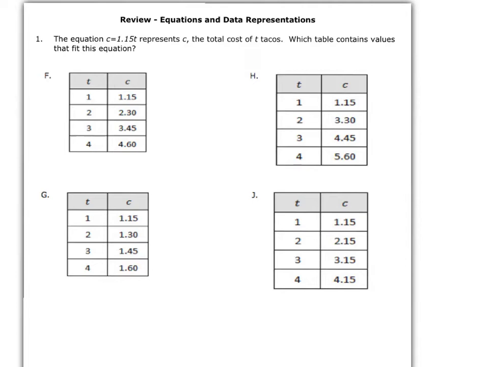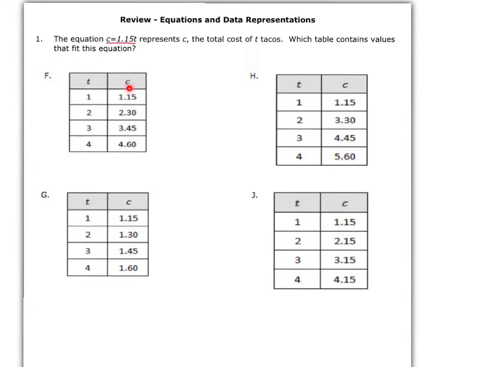Here's number 1 on our review. It gives us an equation, and it says that C is the total cost of T tacos, which you should like because apparently we all love tacos. Which table contains values that fit this equation? Like we talked about, we're going to take the T values, plug in where the T goes, and make sure you get C.